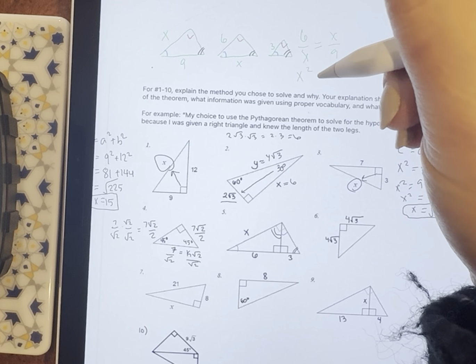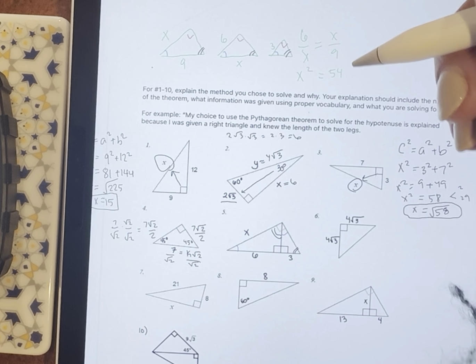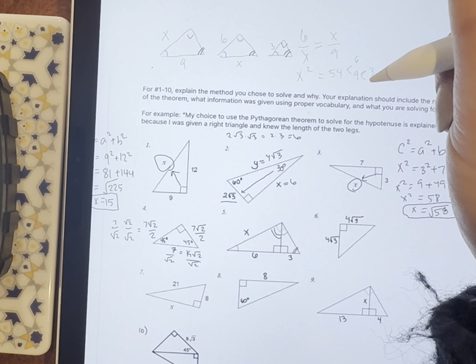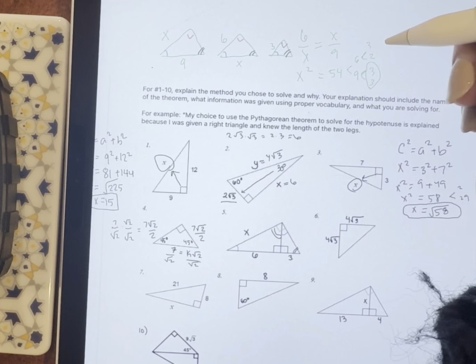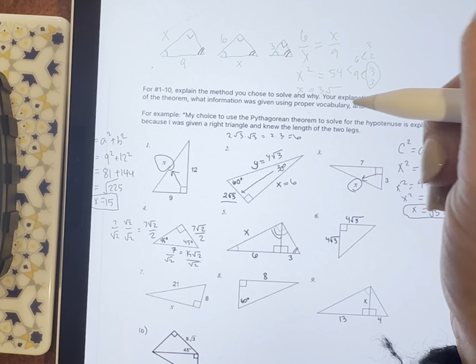Cross multiply, X squared equals 6 times 9 is 54. And that breaks into 6 and 9. 9 is 3 and 3. 6 is 3 and 2. These guys break out. These guys don't. So X equals 3 rad 6.